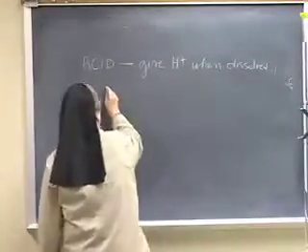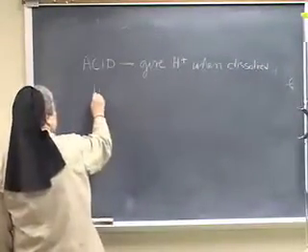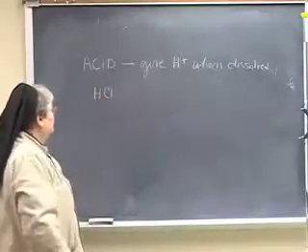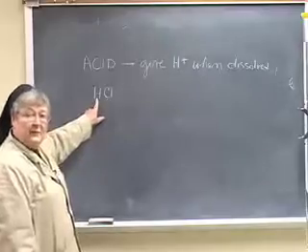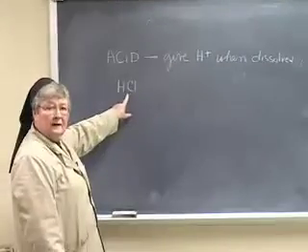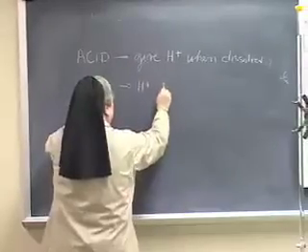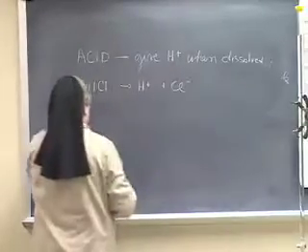For a substance to give hydrogen ions, it might be a substance like hydrogen chloride, or hydrochloric acid, where the hydrogen is the positive part and the chloride is the negative. So when that dissolves, you get hydrogen ions plus chloride ions.